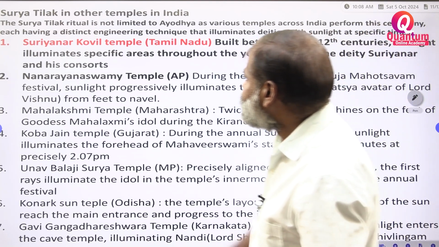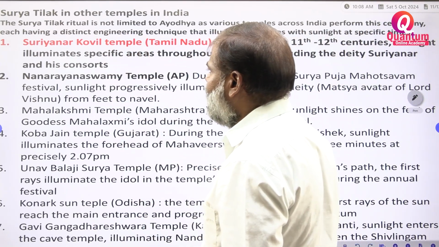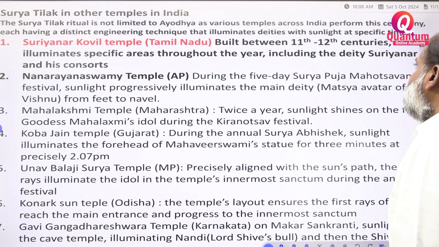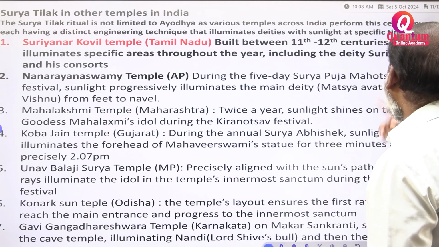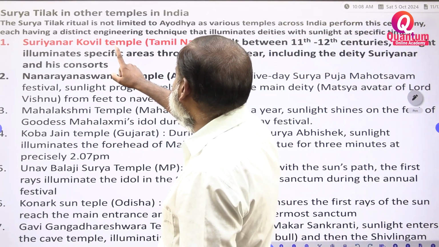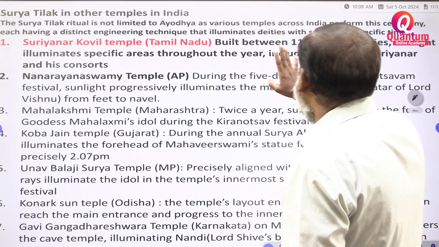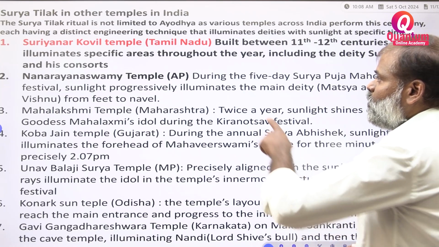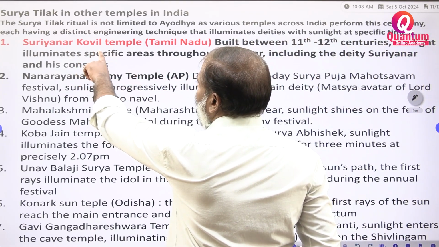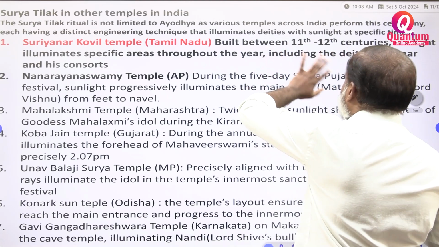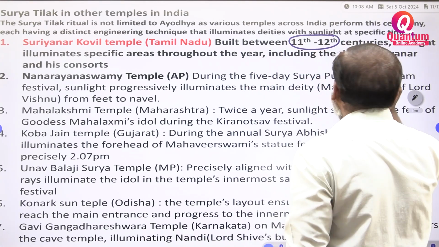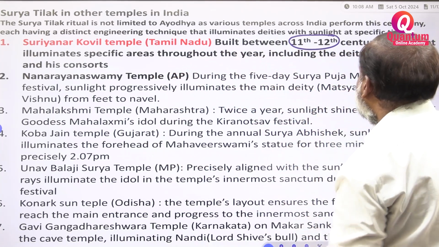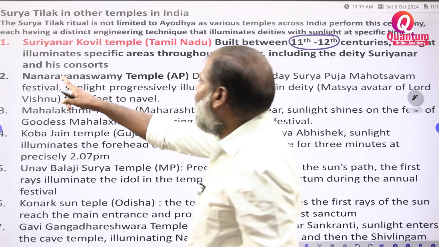Now you have to see Surya Tilak in other temples in India. The Surya Tilak ritual is not limited to Ayodhya, as various temples across India perform this ceremony, each having a distinct engineering technique that illuminates deities with sunlight at a specific time. First you have to see the Surya Narayan Kovil temple, Tamil Nadu, built between the 11th and 12th centuries. Sunlight illuminates specific areas throughout the year.